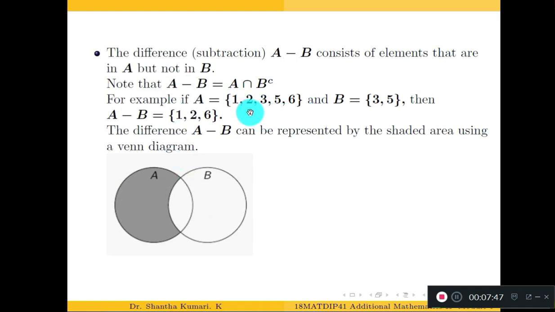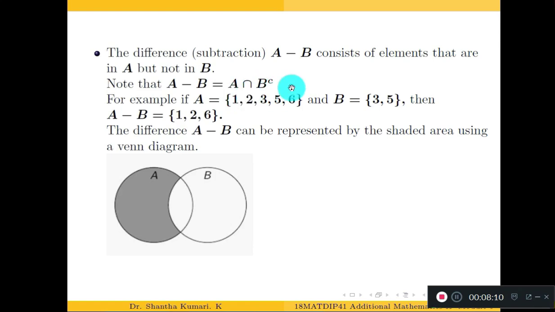One example just to understand. A is {1, 2, 3, 5, 6} and B is {3, 5}. Okay. So elements of A which are not in B are only 1, 2 and 6. So this is A minus B. So remember another notation is A intersection B complement.